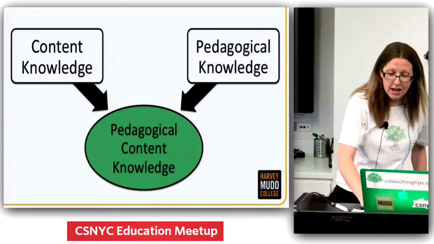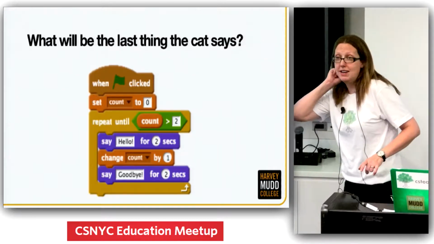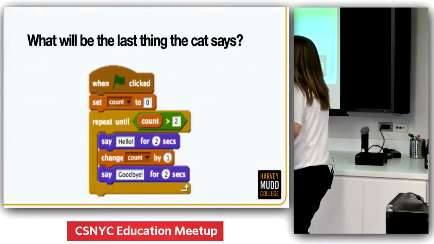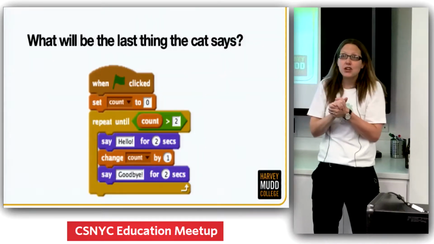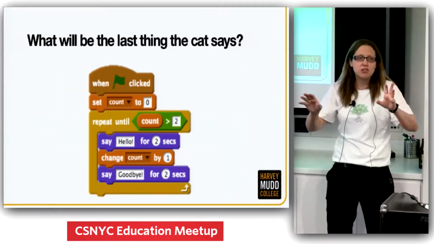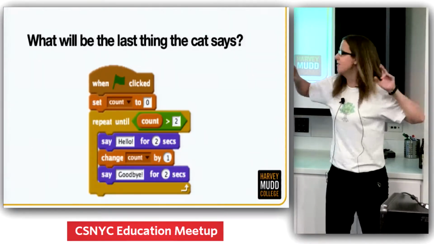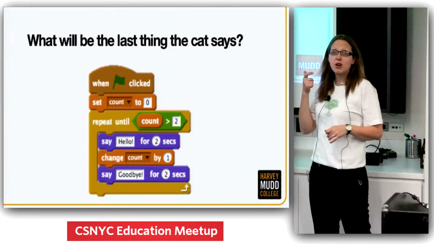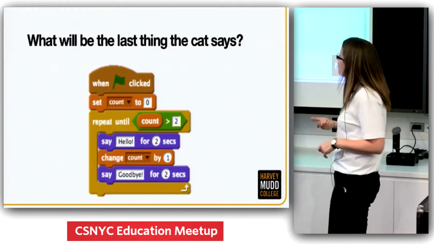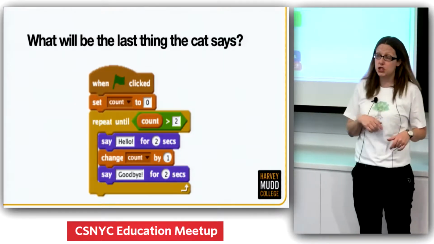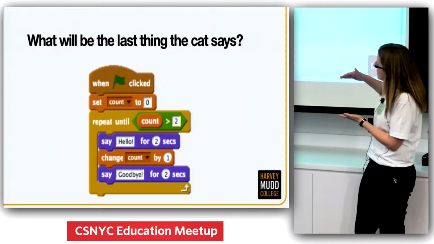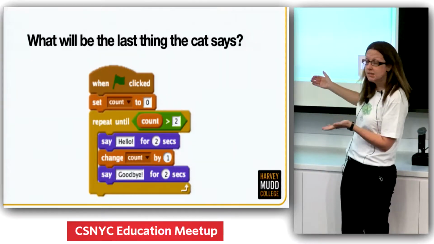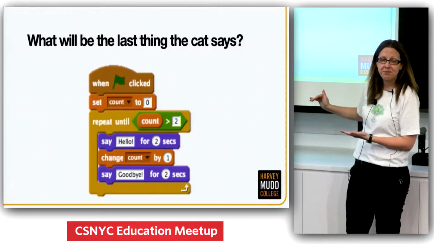And how I was motivated to do this was, okay, I've got some code on the board. Here, if you haven't seen Scratch before, don't worry, if we just read the words, we'll be fine. So this block starts when the green flag is clicked, and it sets a variable count to 0. And then it repeats until count is greater than 2. And what it does inside there is it says hello, and then it changes count by 1, which means add 1, and then it says goodbye.